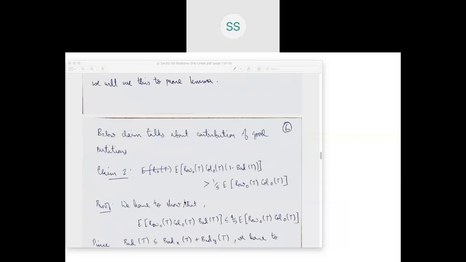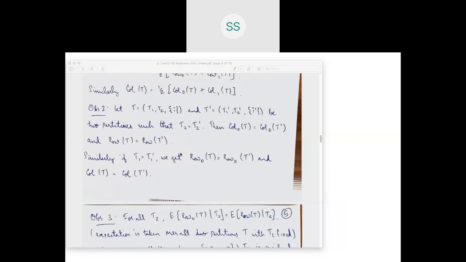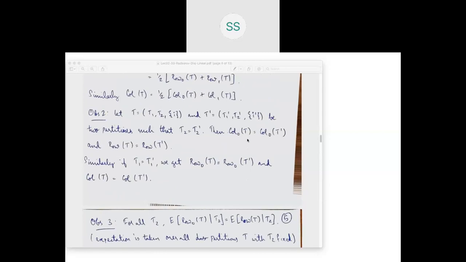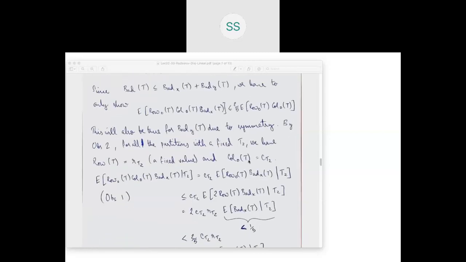As per observation 2, we said that once T2 is fixed, column 0 T is equal to column 0 T prime. So basically once T2 is fixed, the column 0 T value is fixed. So let it be called CT2. And we also saw that the row T value is fixed. Let us call it RT2, because this is fixed once the T2 is fixed. So row T is RT2 and column 0 T is CT2.